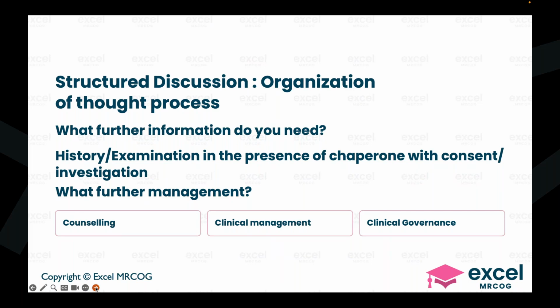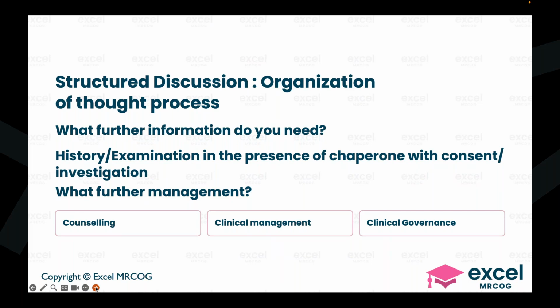Another very common mistake made by most candidates is that when they ask what further information you need, the answer given is, this is the history I would like to take. That is it. That's wrong. What further information is not only history, it is history, examination, and investigations. Please note, because all of this is information gathering. Information gathering is not just history. All right, a common mistake made by candidates.